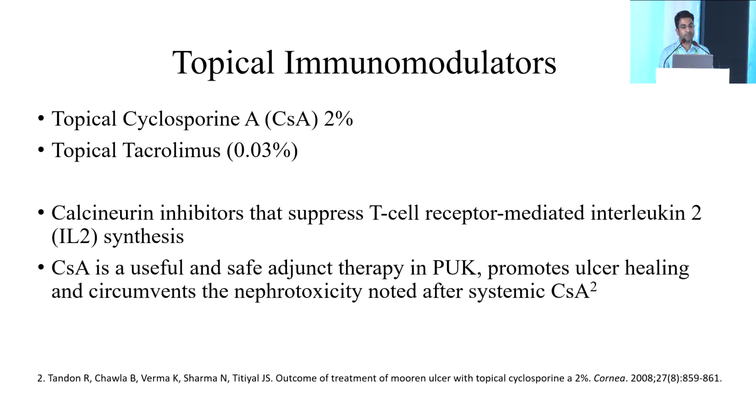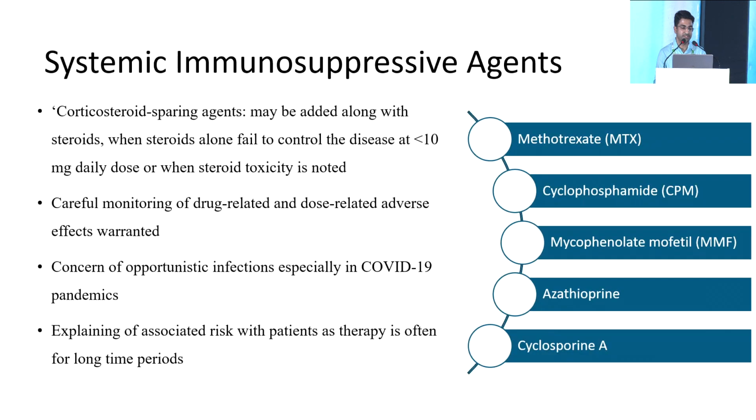Either you can use a topical immunomodulator or a systemic one. Topical ones are the topical calcineurin inhibitors like cyclosporine, or topical tacrolimus 0.03%. Systemic immunosuppressive agents may be methotrexate, cyclophosphamide, mycophenolate mofetil, azathioprine, or cyclosporin A. So these have to be chosen depending upon the cause of PUK, whether it is Wegener's granulomatosis or rheumatoid arthritis, or depending upon the tolerance and side effect profile of the patient.